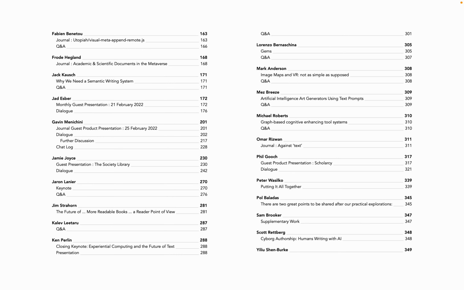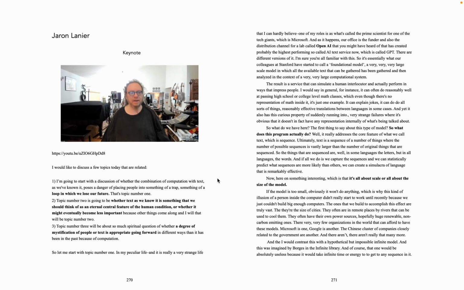This is the Future of Text 3 draft after the symposium with some content open in Reader for macOS. So here we're full screen and the pages are laid out like this. You have a normal table of contents. So let's go to, let's see, Jaron's keynote, which is here.